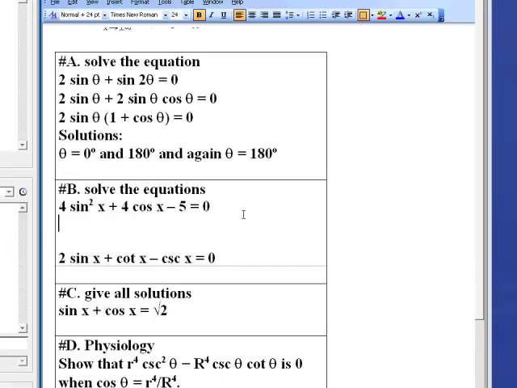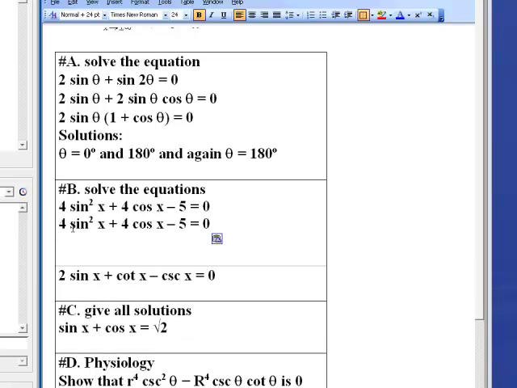Next one, solve these equations. 4 sine squared plus 4 cosine minus 5. I have to get rid of one of them. Well, for the sine squared, the Pythagorean identity offers itself, so it's going to be 4 times 1 minus cosine squared. So 1 minus, let's see if I can find a nice negative there. There it is. There we go.